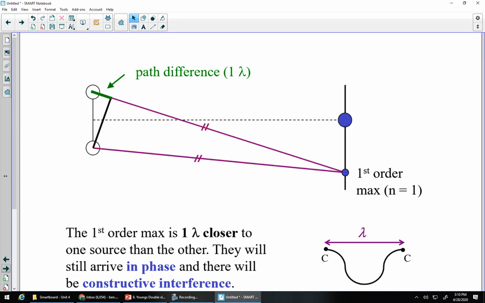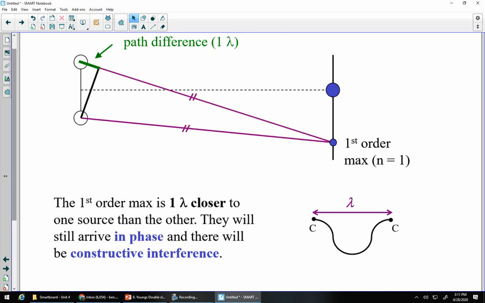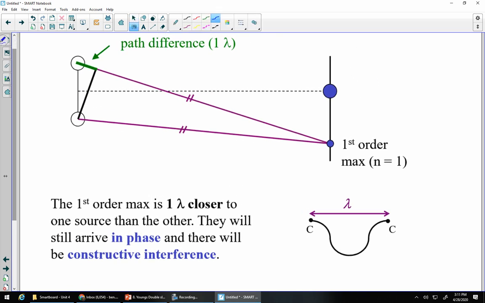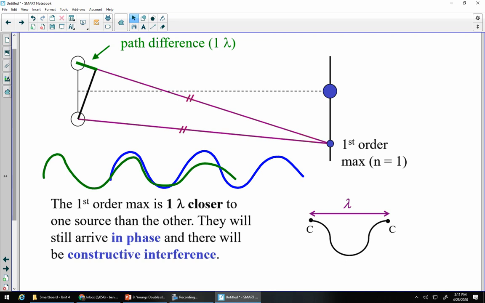The next one is my first order maxima that I want to talk about. And again, you could probably guess what the path difference is, because if I shift by half of a wavelength, it was destructive. What if I shift by a whole wavelength? If I shift by a whole wavelength, we're back to being constructive. The pictures are getting worse, but the idea is still there.